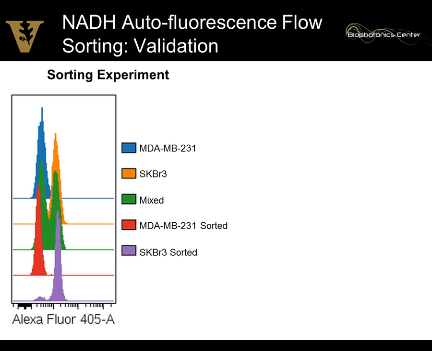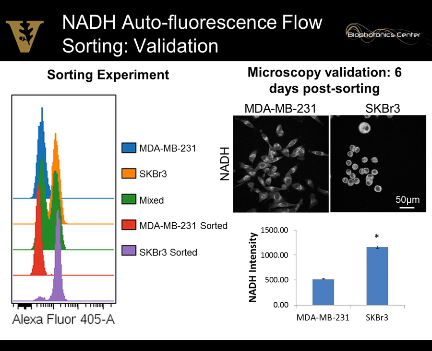So this is what we get from the sorted population of 231 cells and the sorted population of SKBR3 cells. Once we sorted these cells based on their NADH intensity in a flow sorter, we let them grow for 6 days, and then we image them on our 2-photon microscope. And we see the morphologies that we expect from 231 cells and SKBR3 cells. We also see the expected increase in NADH intensity in SKBR3 cells that we have previously characterized. So from this initial experiment, I think it may be possible to sort cells based on their NADH intensity and then understand what causes these changes in our metabolic measurements.